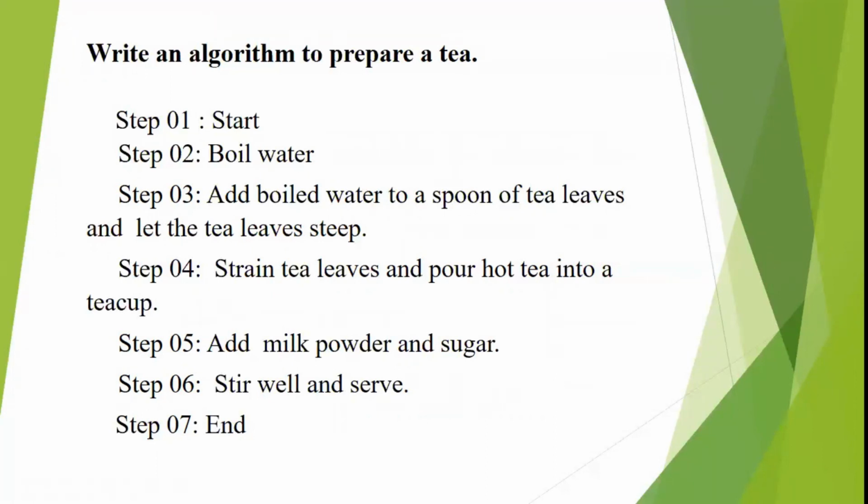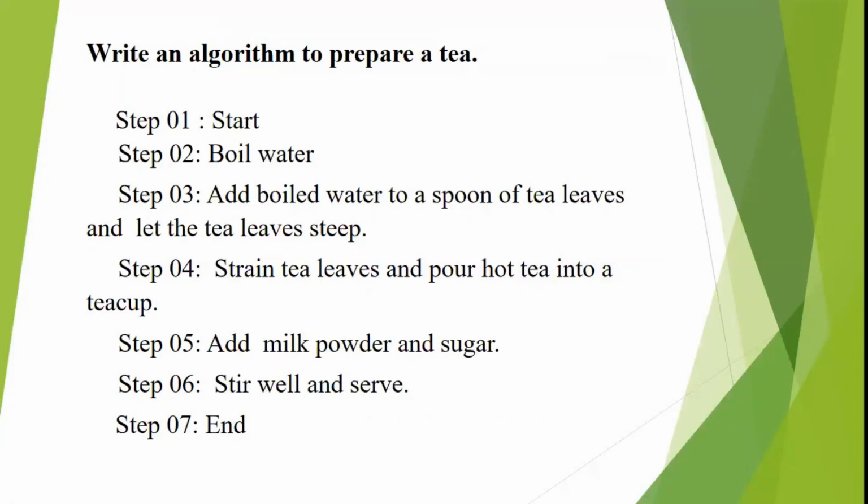So step 1, you start it, right? Step 2, you boil water. Step 3, you have this boiled water. So for that boiled water, you are going to add it to a spoon of tea leaves, right? Then let the tea leaves steep. That means you have to keep aside for some time, right? And then you strain tea leaves and pour hot water into a teacup.